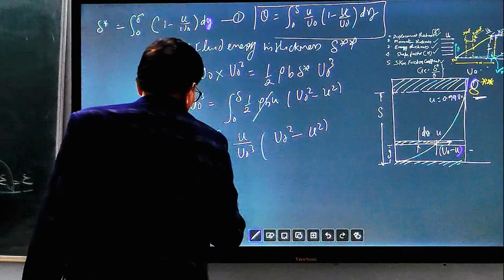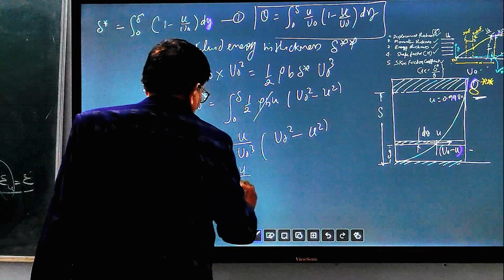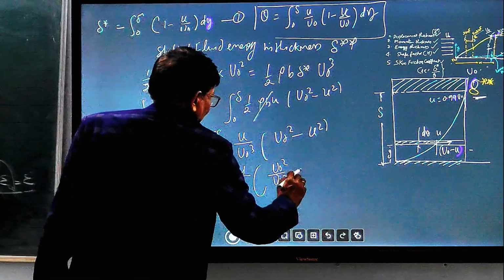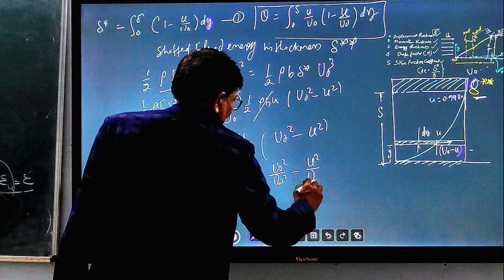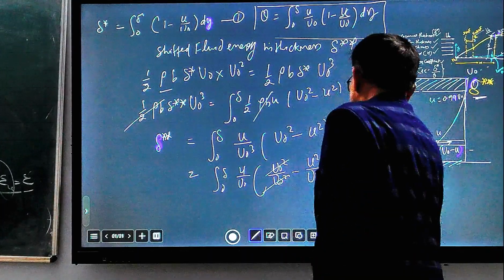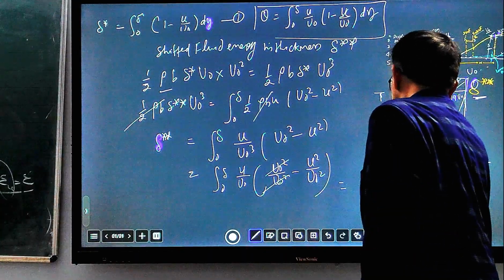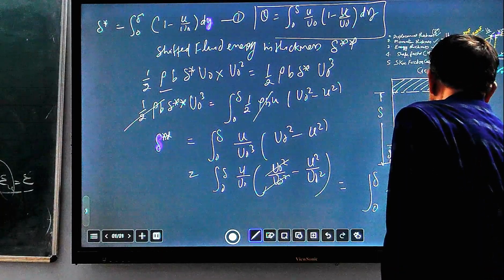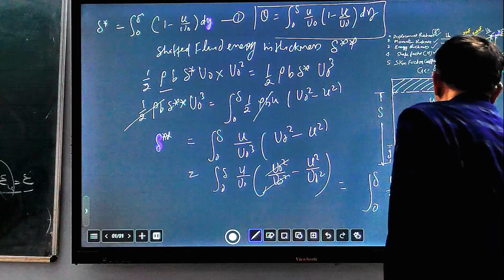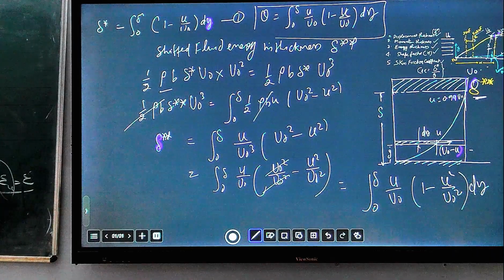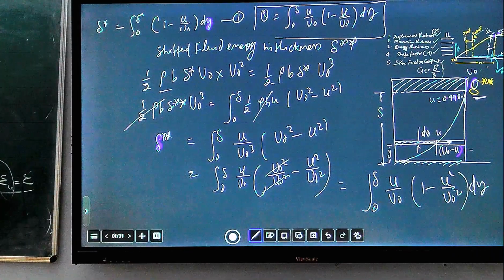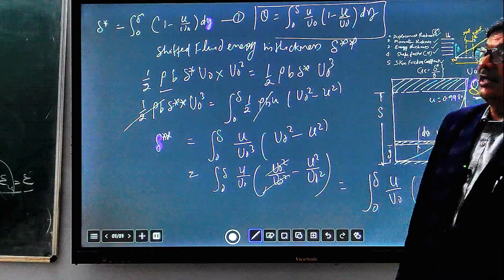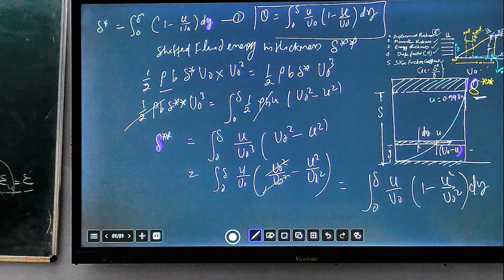Simplifying this one, integral 0 to delta of u upon u naught times (u naught square upon u naught square minus u square upon u naught square). This will be replaced so that we get integral 0 to delta of u upon u naught times (1 minus u square upon u naught square) dy. So this one is the third equation, that is the energy thickness. All these equations you can see are very symmetrical in nature, and you can easily remember to use these equations.